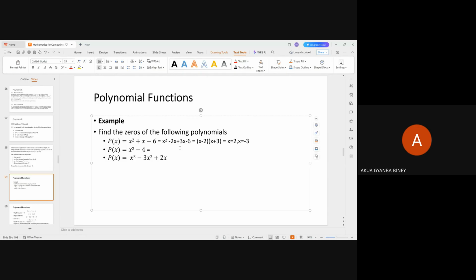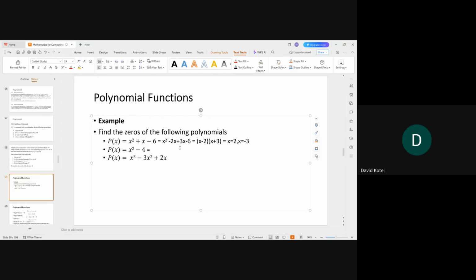So the second one. The answers are 2 and a negative. Yes. Okay. Those are the zeros of the first one. The second one. Madam, that one I think is minus 2 or plus 2. I am sure your answer is right. Please take us through how you got it.